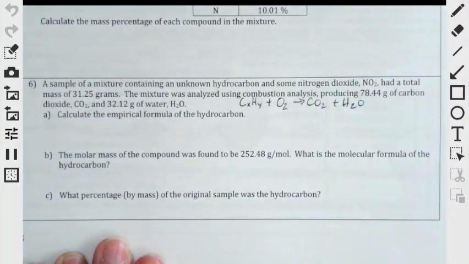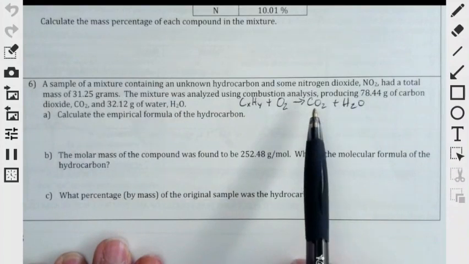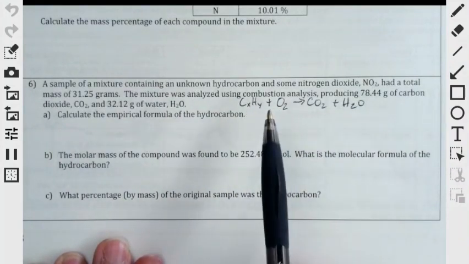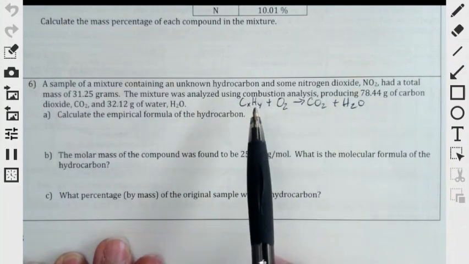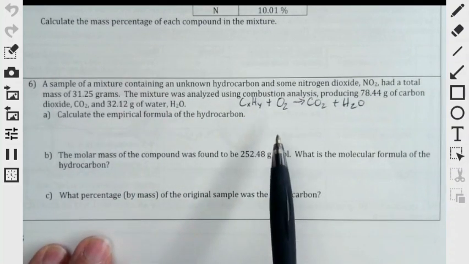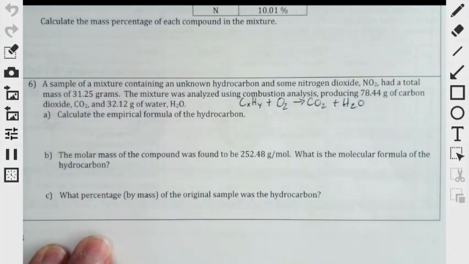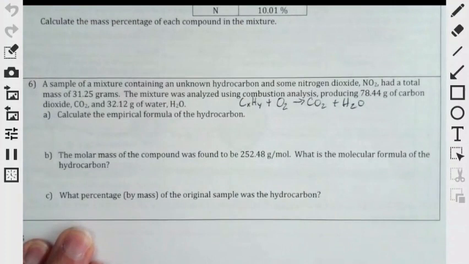So when you look at that reaction, you can see that all of the carbon in the carbon dioxide is coming from our hydrocarbon, and all of the hydrogen from the water is coming from our hydrocarbon. So we can use that to help us work back from the amounts of carbon dioxide and water to find how many moles of carbon and hydrogen we started with. So I'm going to start with the carbon dioxide first.